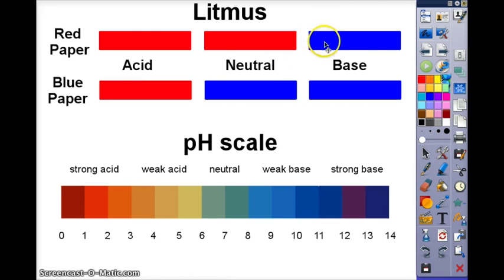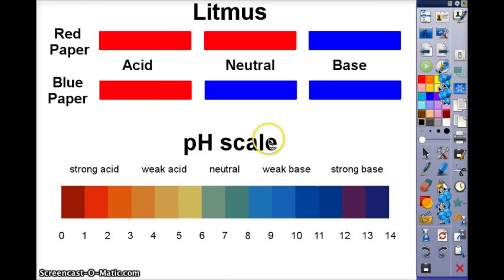And then we have bases. Bases will turn red litmus paper blue, and it will keep blue litmus paper blue. So these are just a quick test for acid, neutral, or base. You wouldn't want to use this to find out how strong or weak an acid or base is. You just want to use it to find out if it is an acid or a base, or if your solution is neutral.